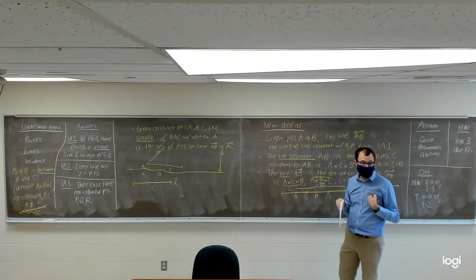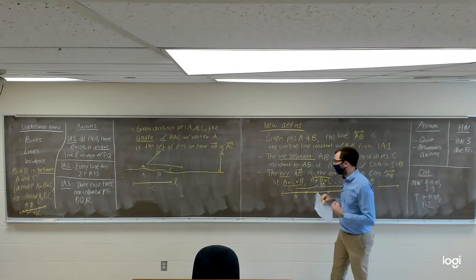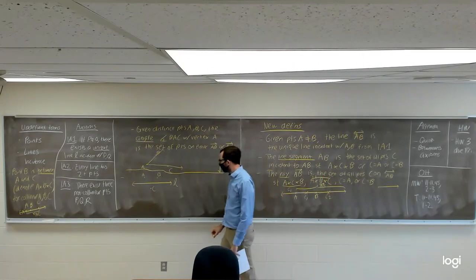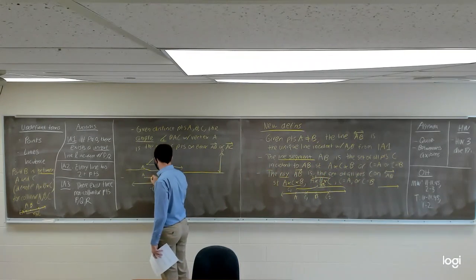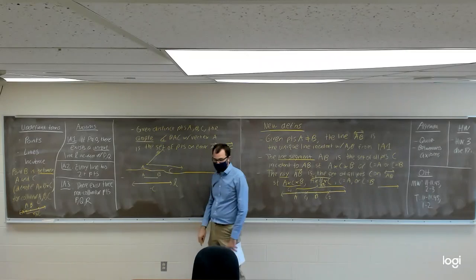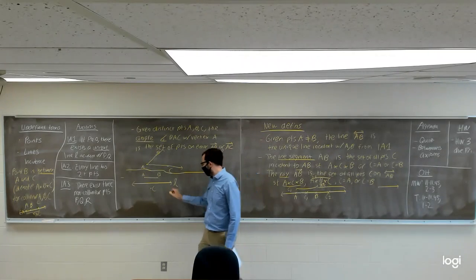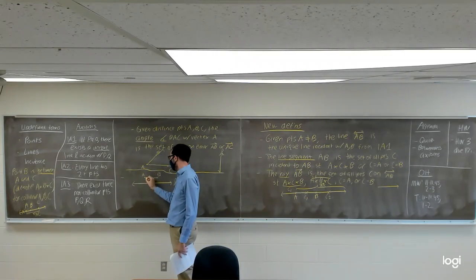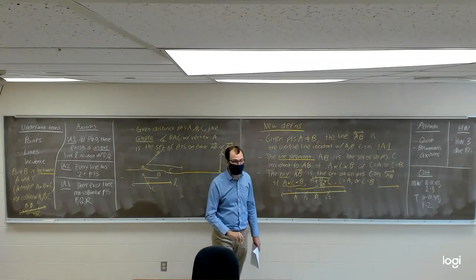How so? Well, the line segment AB doesn't have any points in common with line L, but the line segment AC does. Yeah, Zeus. AB doesn't intersect L at all, whereas AC definitely has a point of intersection here.